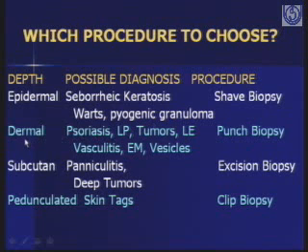If the pathology is dermal, such as in psoriasis, lichen planus, tumors, lupus erythematosus, vasculitis, erythema multiforme, and in a vesicobullous lesion, you do a punch biopsy. If you are suspecting a subcutaneous pathology such as in panniculitis or in deep tumors, then you do an excision biopsy. And for pedunculated lesions like skin tags, you can do a clip biopsy.